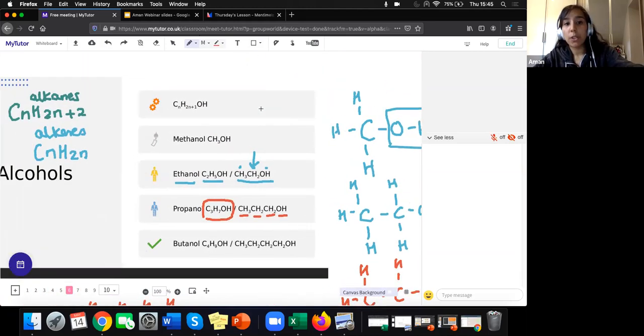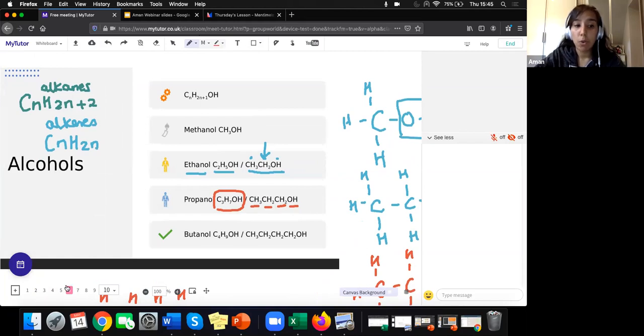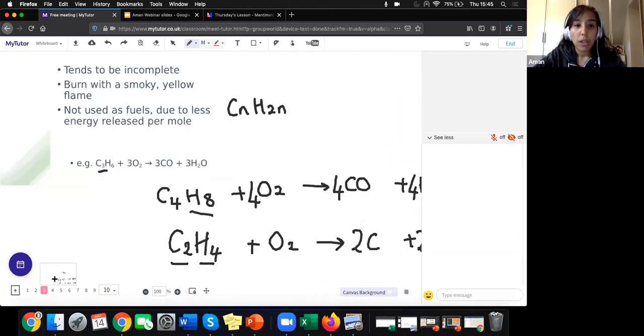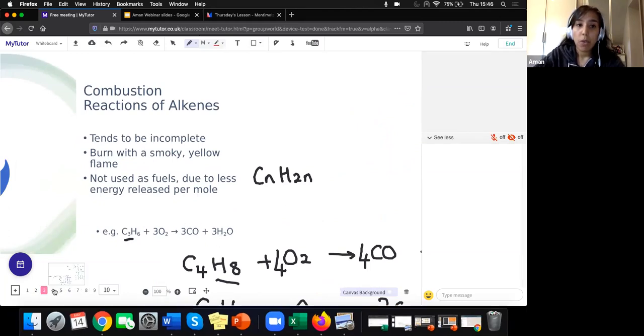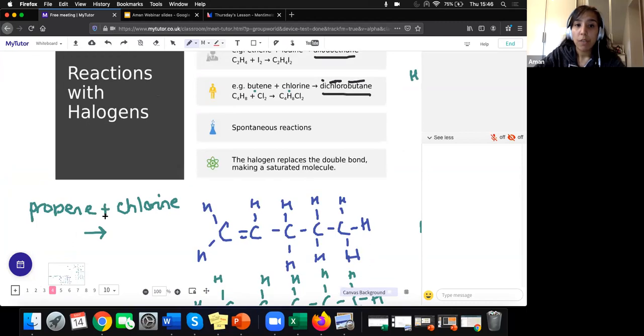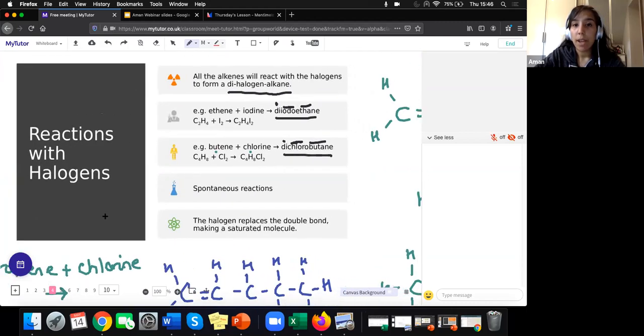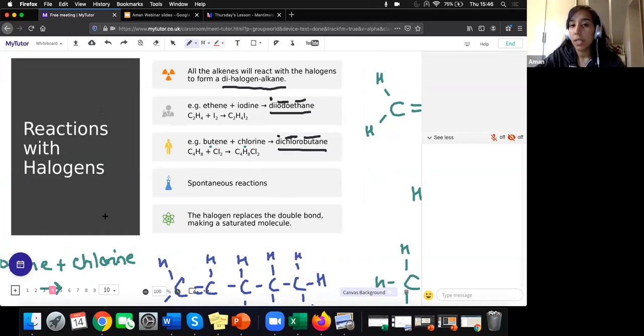At this point, I'm just going to recap what we've covered so far, and then we'll go on to new content. We started off with incomplete combustion of alkenes, and we said that all alkenes undergo incomplete combustion to produce either carbon monoxide or carbon and water. We then looked at the reactions of alkenes with halogens, that's chlorine, iodine, or bromine, and they produce the dihalogen alkane. So butene plus chlorine will be dichlorobutane.